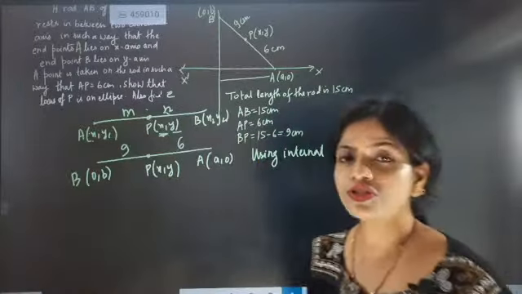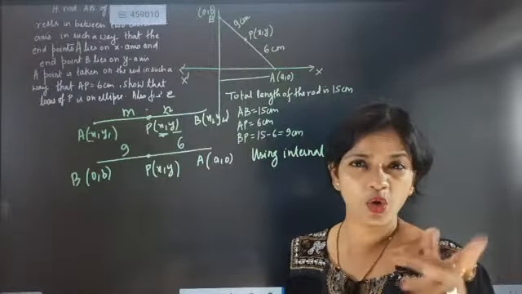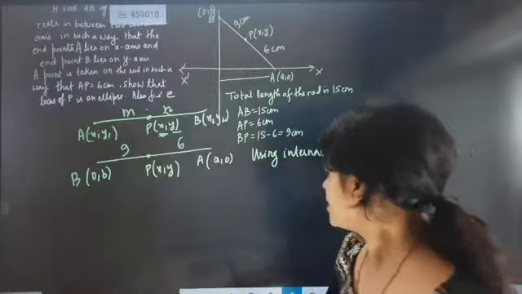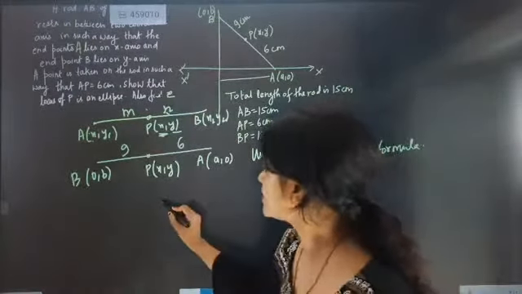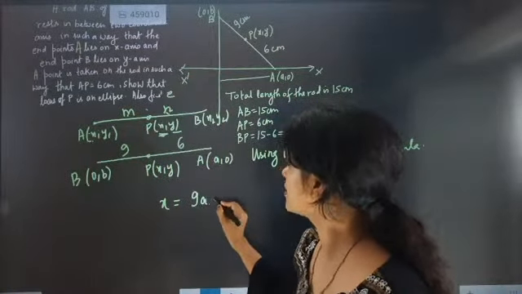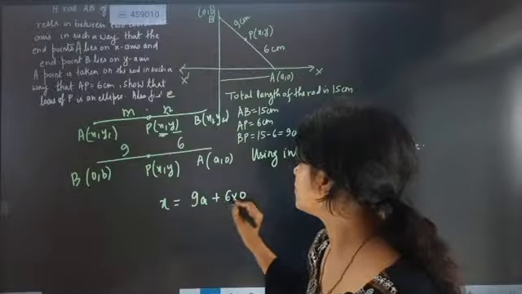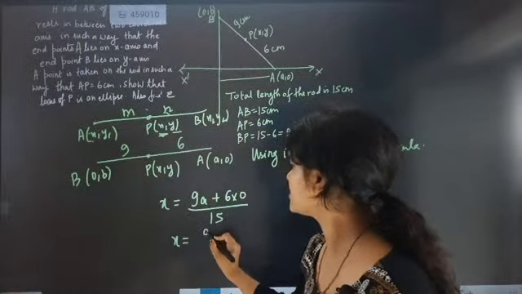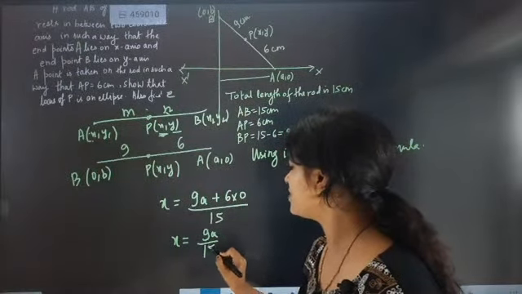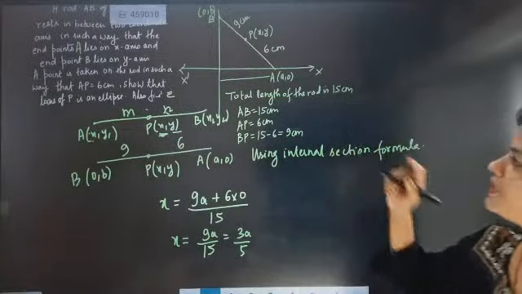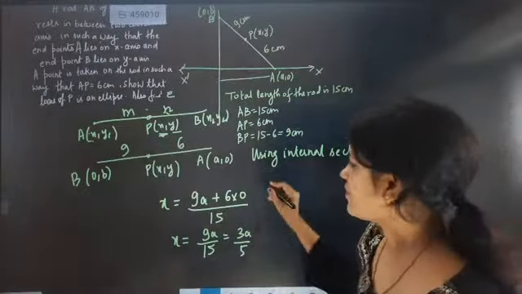Let's see. So this P x y point is the locus point. It will only move in the line. It will only move in the line. So we are going to get this point x. X will be written as 9a plus 6 into 0 by 15. So x is coming as 9a by 15, that is 3a by 5. So we got P point as 3a by 5.